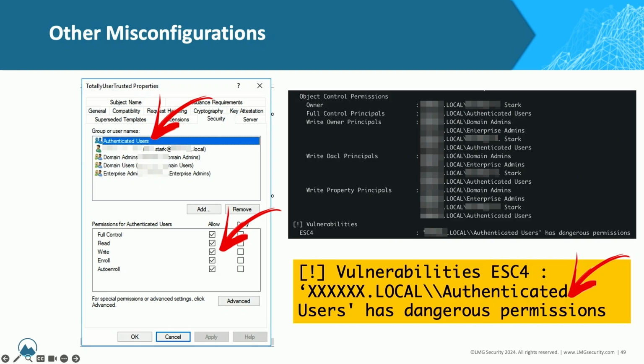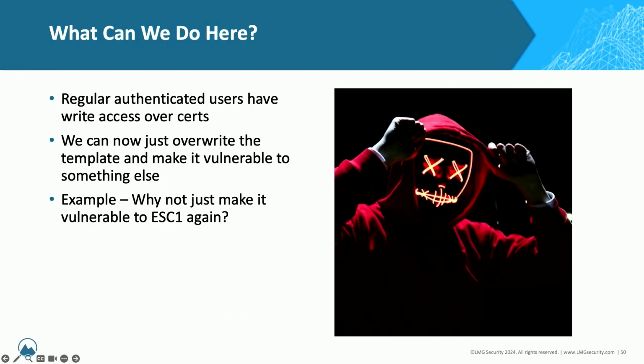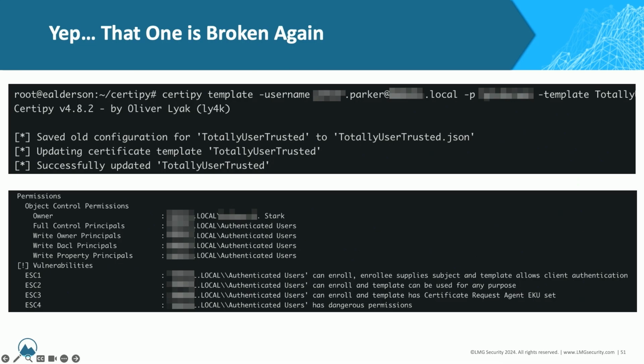So then what we did is we used Certify with the template profile, and if you want to flip to the next slide, we were able to basically modify that template and turn it into a multiple escalation vulnerable template. So before it just had escalation 4, now it's got 1, 2, 3, and 4, so that you could actually use this in any way that you want at this point.